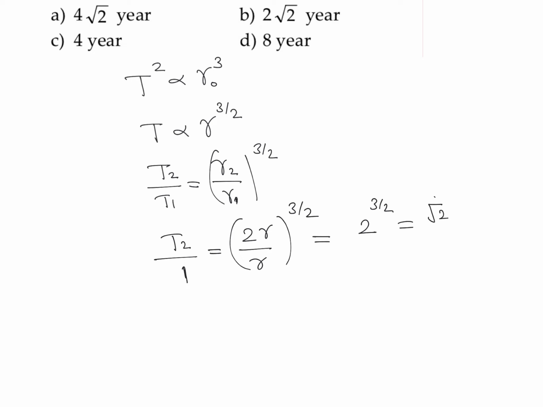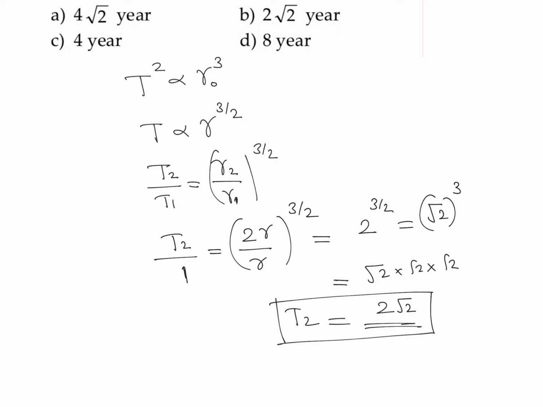2 raised to 1 by 2 is nothing but root 2, or you can write this is root 2 raised to 3. We know that root 2 raised to 3 is nothing but root 2 into root 2 into root 2, and root 2 into root 2 is nothing but 2, so this is 2 root 2. So now the time period T2 is going to be 2 root 2 years.